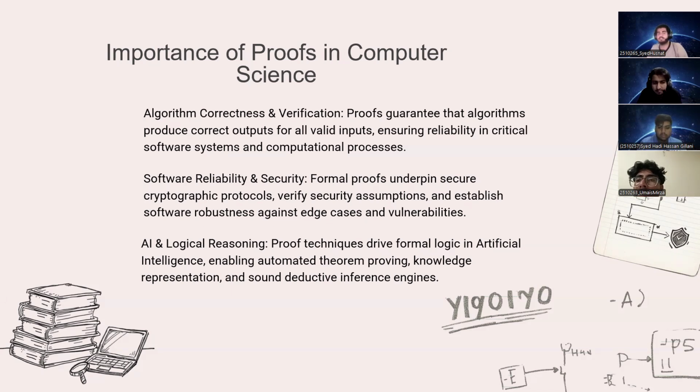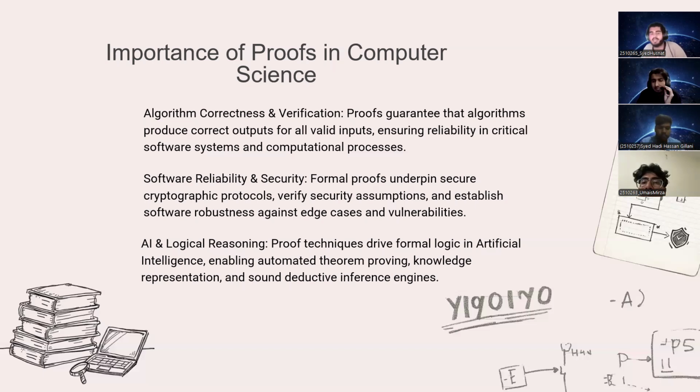Second, software reliability and security. Proof is the backbone of cryptography. It lets us formally verify that our security protocol is safe and the software holds up against edge cases and attacks.